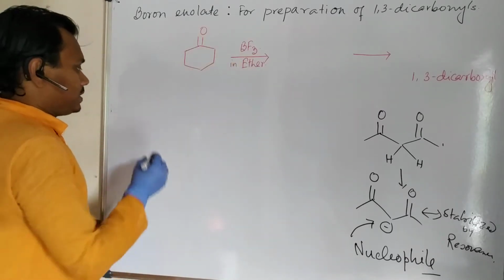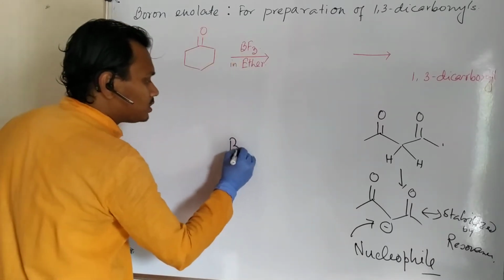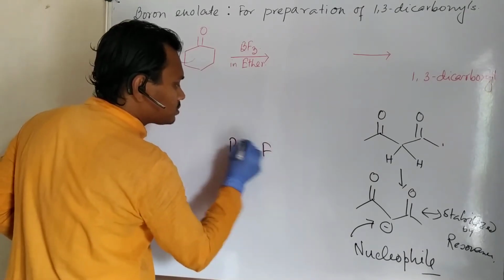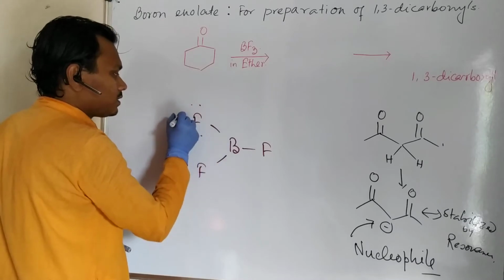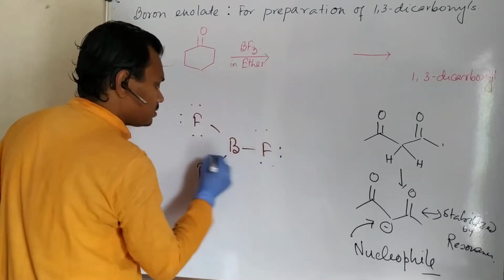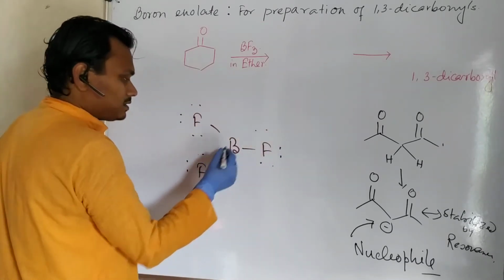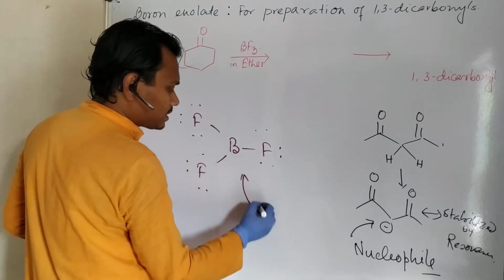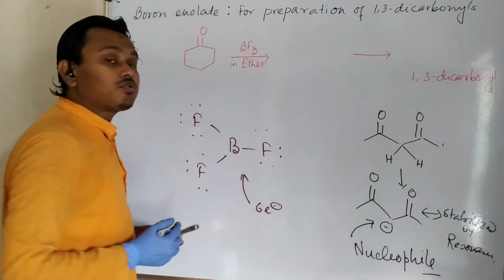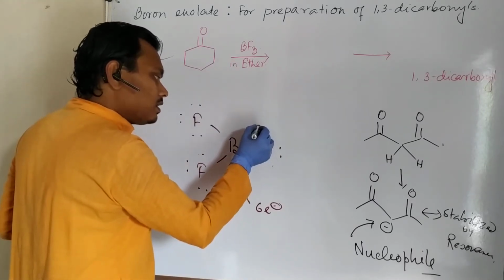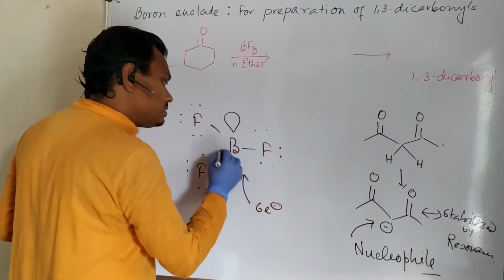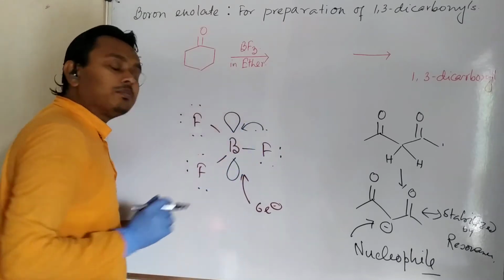Another point: if we look at this BF3 molecule, it looks like this. This boron is attached to 3 fluorines, each of which has lone pairs. And this boron is actually a 6-electron species, better to say it is electron deficient. So consequently, these electrons could be donated here, that is 1 point.